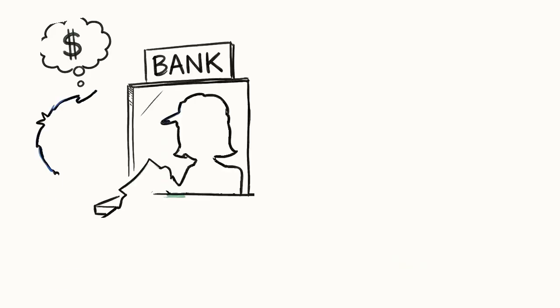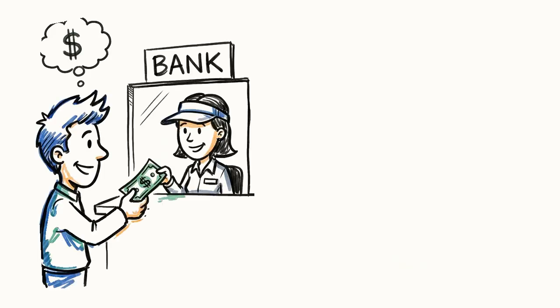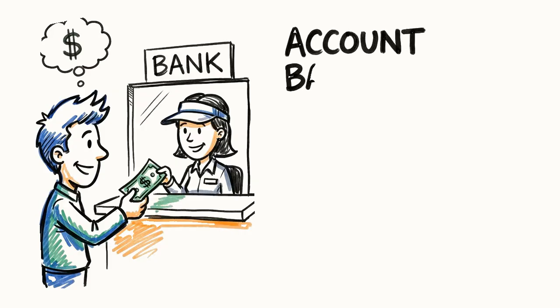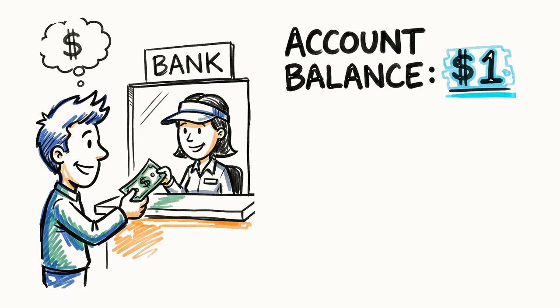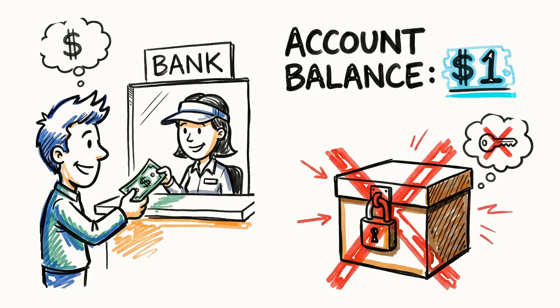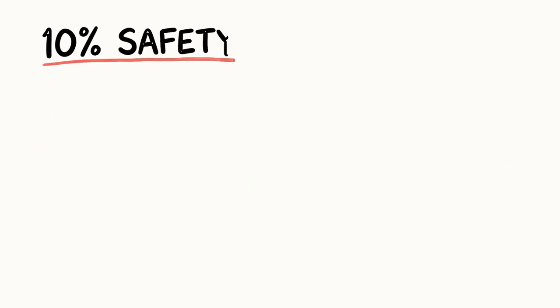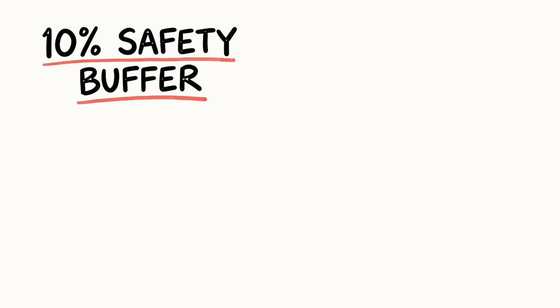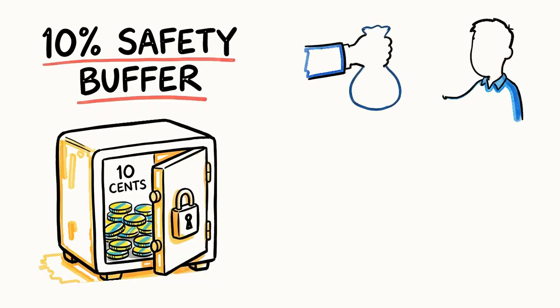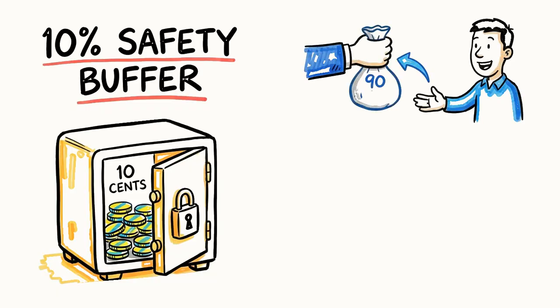Let's start at the beginning. You walk into a bank and deposit $1, just one. Your account balance now shows $1. That number matters because it's what you can spend, but the bank does not lock your dollar in a box with your name on it. Instead, the bank keeps only a small portion as a safety buffer, let's say 10%. So the bank holds 10 cents in reserve. The remaining 90 cents can be loaned out. The bank lends that 90 cents to someone else.